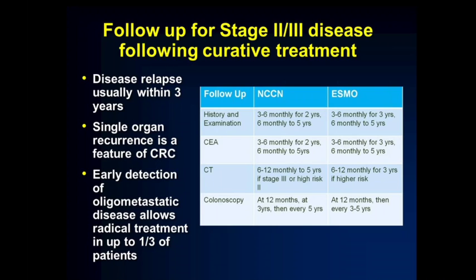So the general guidelines for follow-up, and I'll just talk through the NCCN, is bringing them in every 3 to 6 months for 2 years, and then every 6 months for the remainder of 5 years, and checking CEA. And in addition to that, checking CT scans every 6 to 12 months for 5 years if it's stage 3 or high-risk stage 2. And then they'd get a colonoscopy at 12 months, at 3 years, and every 5 years.